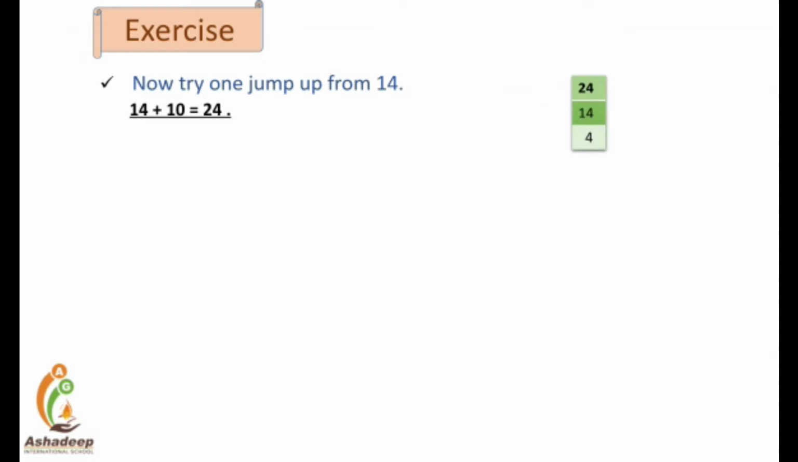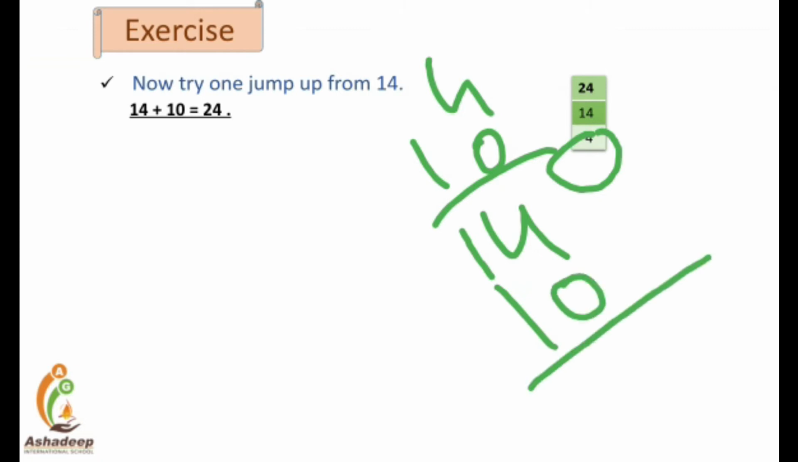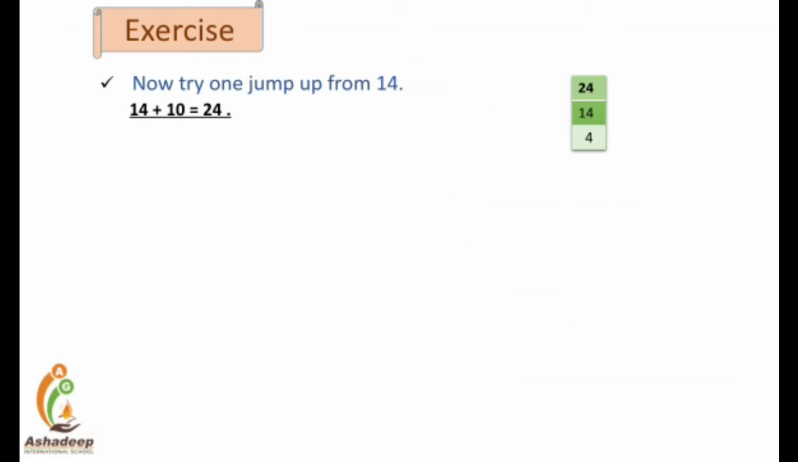How? See, first one is 4, so we add 4 plus 10, so we get 14. Then we add 14 plus 10, so we get 24, right? So 3 steps of adding, the same like that. Okay, I hope all of you understand.